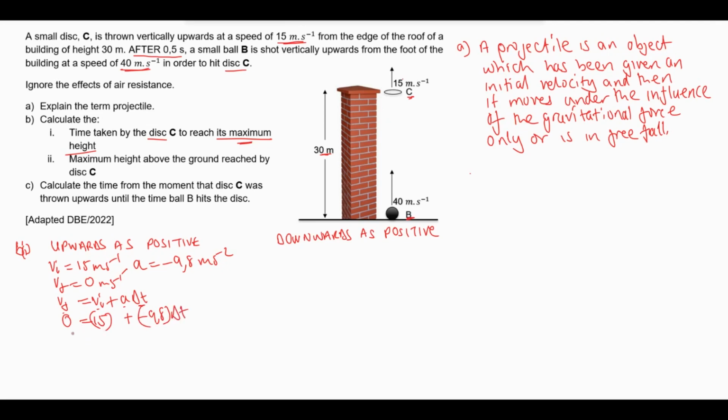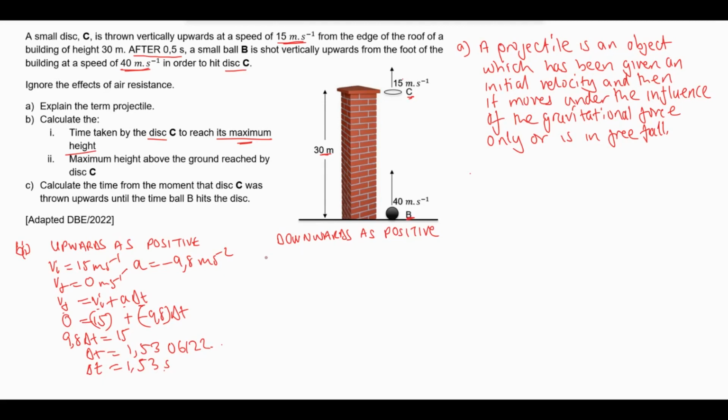meaning that we can bring 9.8 delta t this side and 15. Then we can divide by 9.8 on both sides of the equation. Delta t is equal to 1.5306122, it goes on like that. So meaning that time is equal to 1.53 seconds.